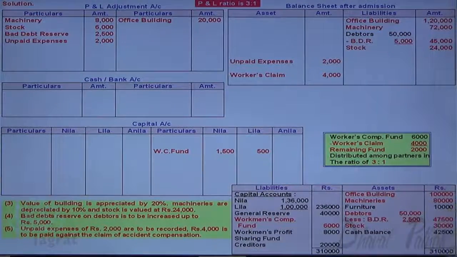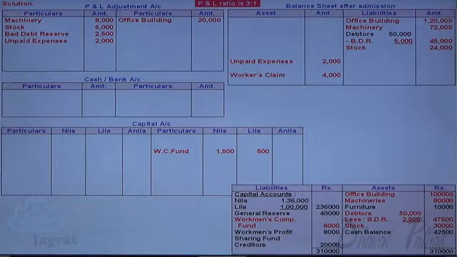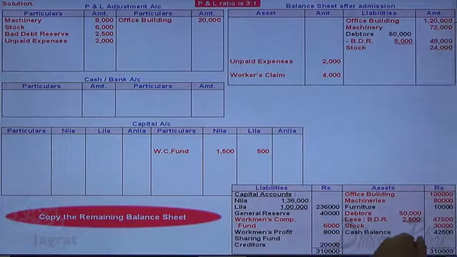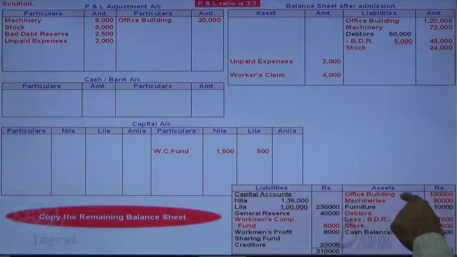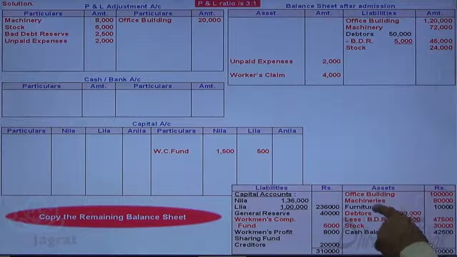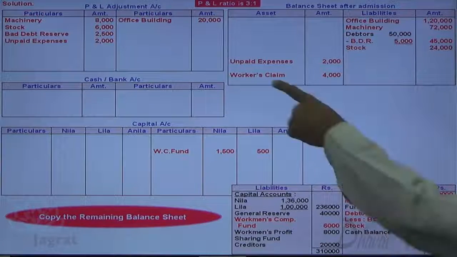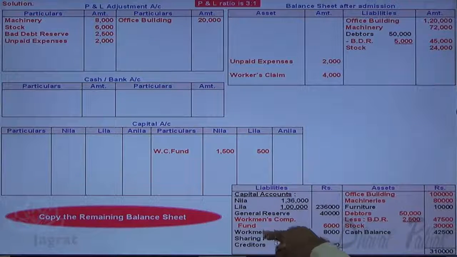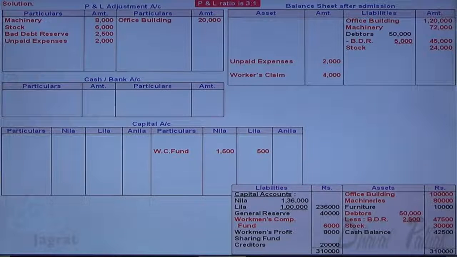Revaluation adjustments are done. Copy the remaining balance sheet. So office building, machinery done, furniture yet to be recorded, debtors, stock done, cash balance yet to be recorded, capital, general reserve yet to be recorded, workman compensation fund and creditors yet to be recorded. So let me start with the capital. Opening balance.